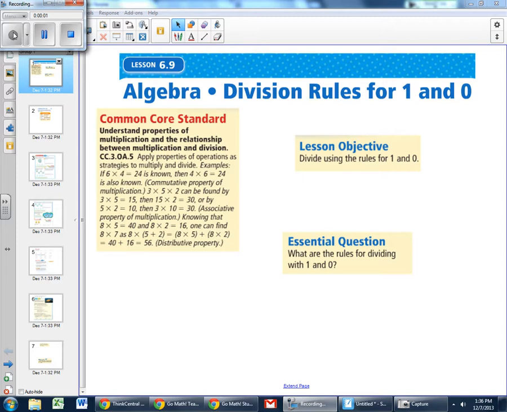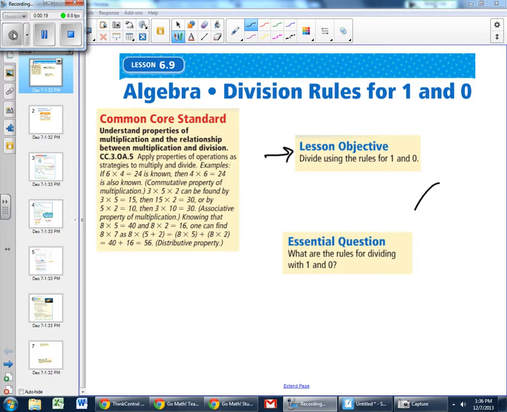We're finishing up the last lesson in this chapter. We're on lesson 6.9, still in the algebra strand. We're doing division rules for 1 and 0. Our lesson objective today is divide using the rules for 1 and 0. So we're going to learn what those specific rules are.